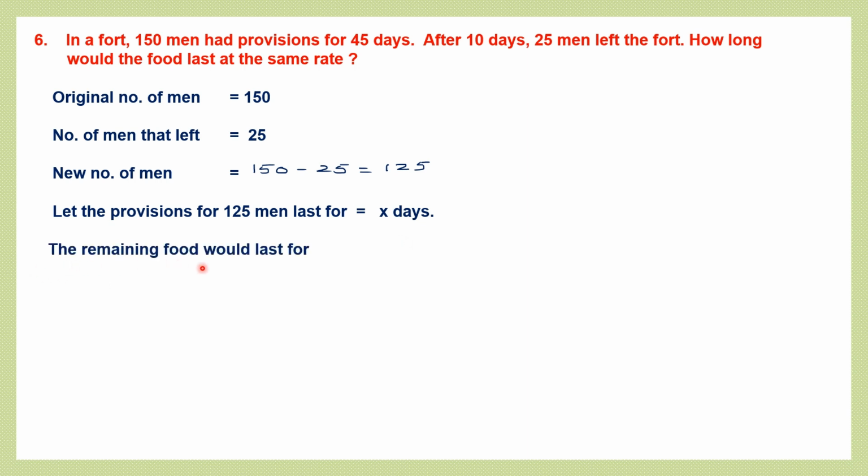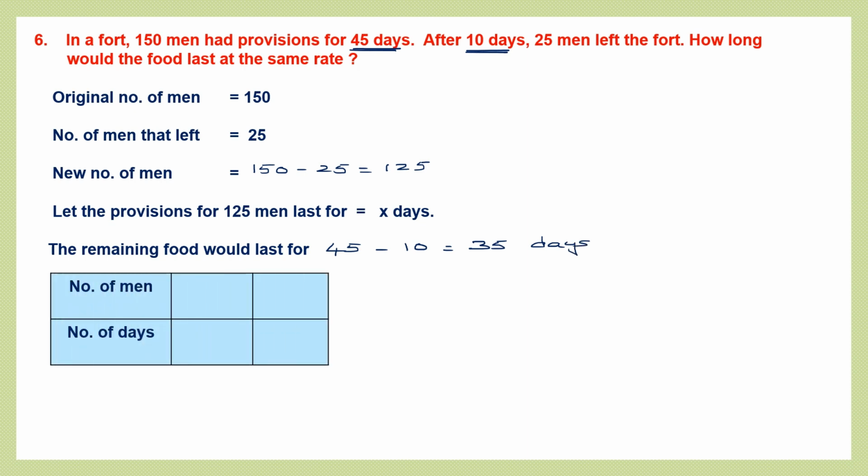Now the remaining food would last for how many days? Now here first we had 45 days. Now after 10 days, that means 45 minus 10 makes it 35 days. So we have all our details here. Let's make our table. So number of men is 150, and now it is reduced to 125. Number of days has reduced to 35 days from 45, and we don't know for 125 men how many days.